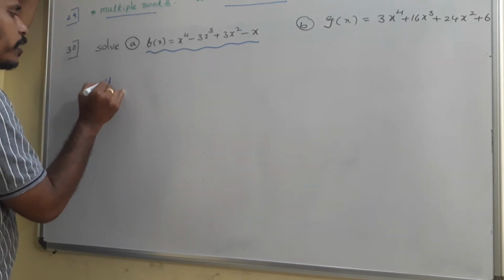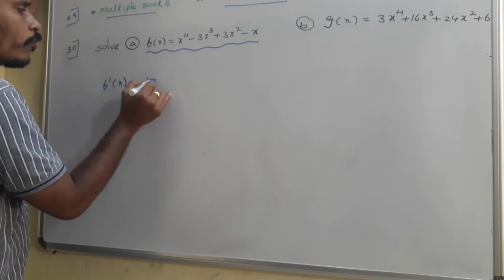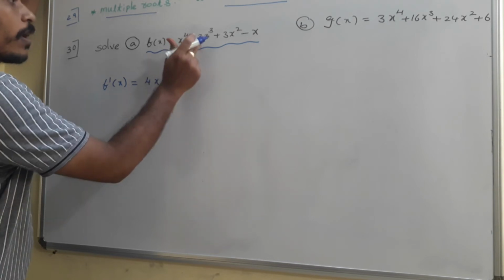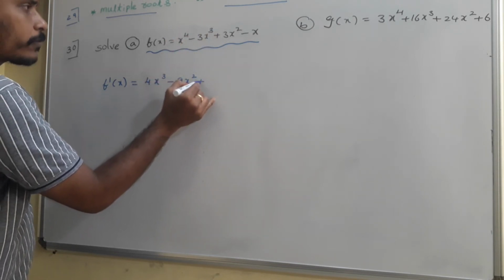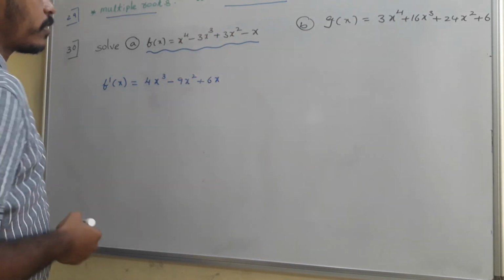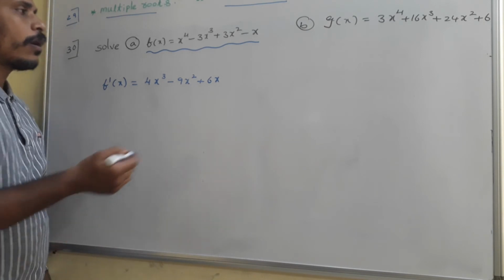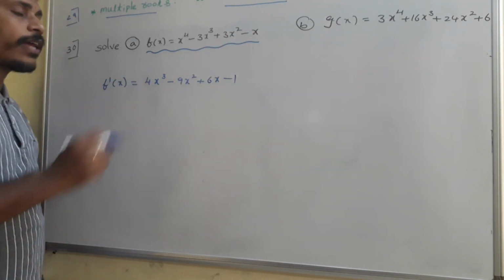First of all, I am trying to write f dash of x. F dash of x is the derivative of x power 4, which is 4x cube, and for 3x cube, the derivative is 3 times 3x square, right? 9x square, plus 3x square, its derivative, 2 times 3 is 6, and this is 6x. Just have a look. And then for minus x, its derivative is minus 1. So this is f dash of x.